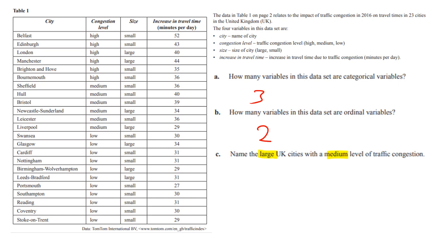Next it says, name the large UK cities with a medium traffic level. So we've got to look at the medium traffic level and also large. And you can see that it is Newcastle, Sunderland and Liverpool. I'm not going to try their accents. So Newcastle, Sunderland, that's your Geordies and your Mackems. And Liverpool, that is your Scousers. All right, there you go, there's the answers.